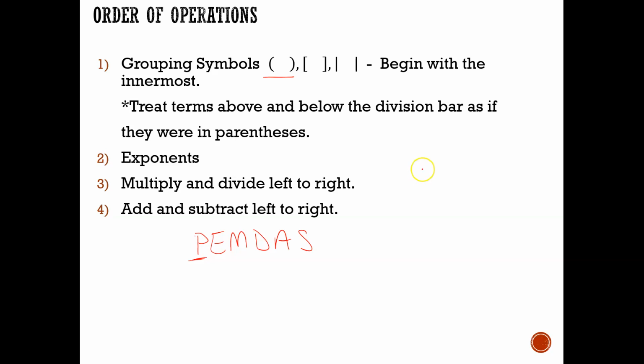And if you were to have a division bar and you had some operations to do on top and some operations to do on bottom, you would treat those as if they were in parentheses, so that you would do everything on top, do everything on bottom, and then the last thing you would do is this division. Second, you're going to do exponents. Any exponents in the problem. That's the next step. Third is multiply and divide from left to right.